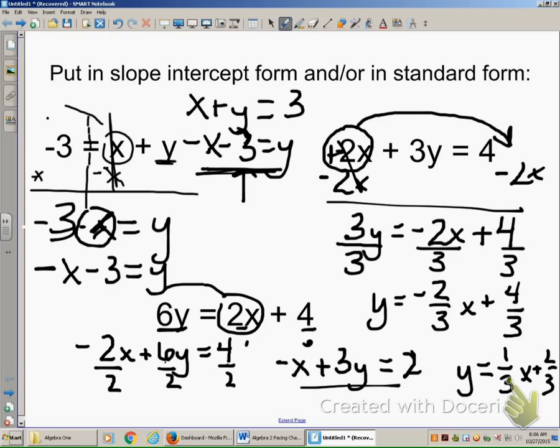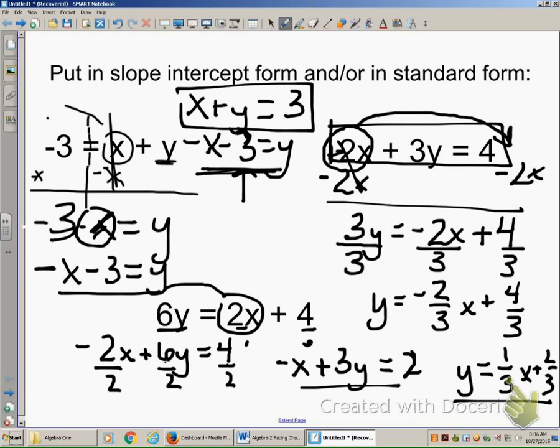So standard form, slope-intercept form. Up here it's already in standard form, and then here I converted it to slope-intercept form. So hopefully that makes sense.